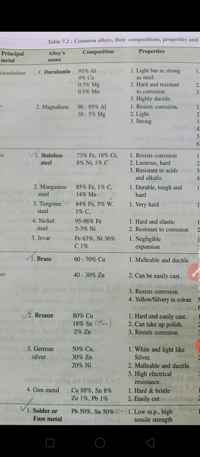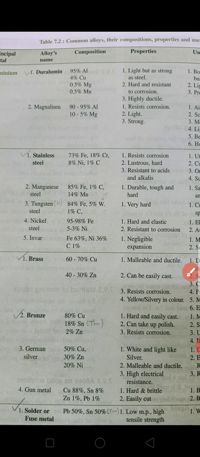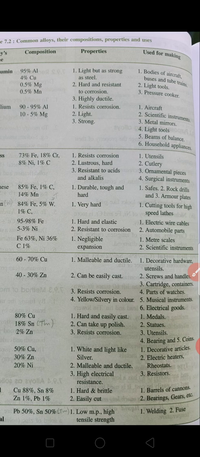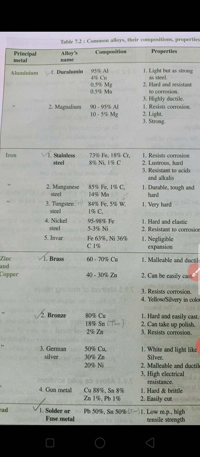And the next alloy which we have to study is solder or fused metal. So children, in this alloy we see that it is an alloy of lead and tin, both in equal ratio, that is 50% each. Now this alloy has properties that it has a low melting point, and it has got high tensile strength, and it is used in welding and in making electrical fuses. So children, these are the uses of some of the alloys.